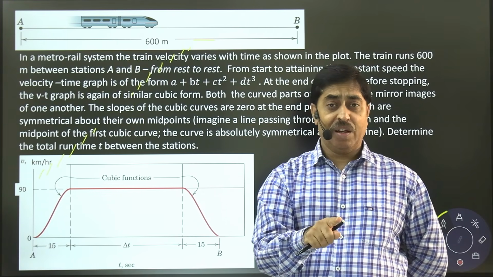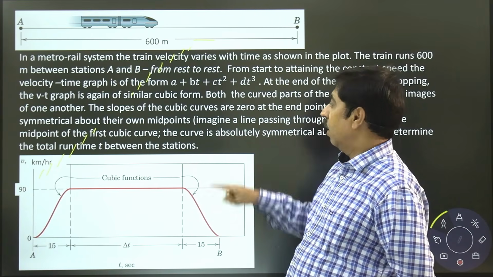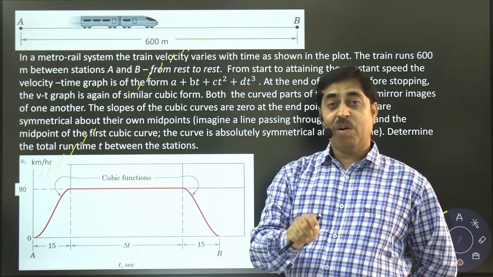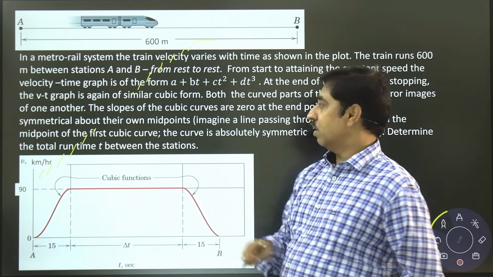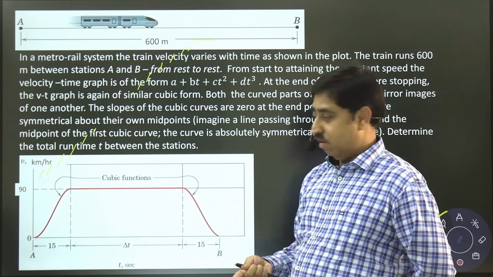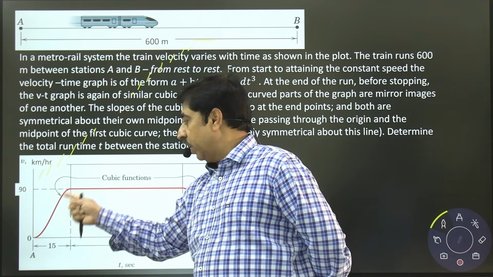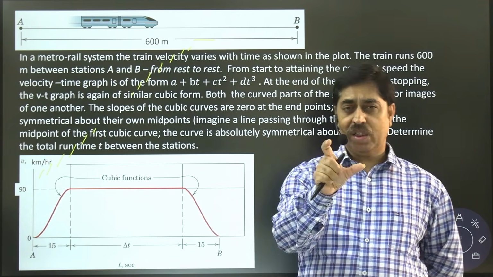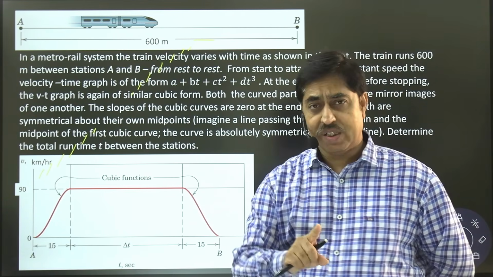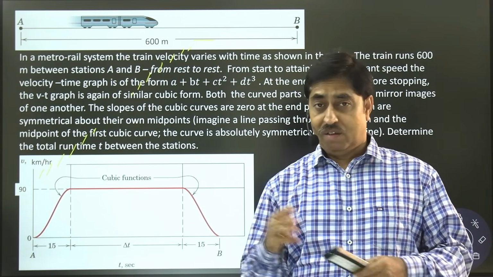What I said in the beginning, by reading the question properly, you will be able to write enough number of equations to get the value of A, B, C and D. And if you can do like that, you can actually integrate V dt to get the distance traveled in first 15 seconds and last 15 seconds. Give it a try that way also.